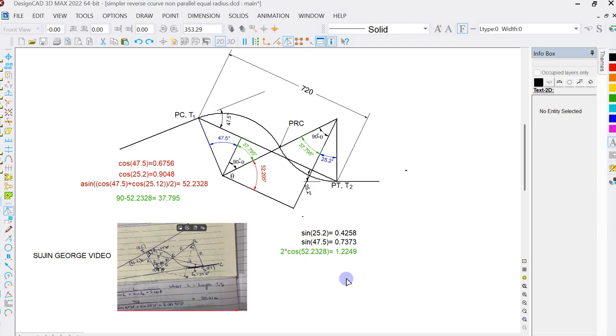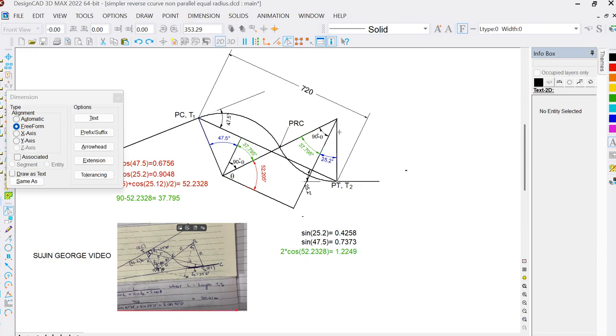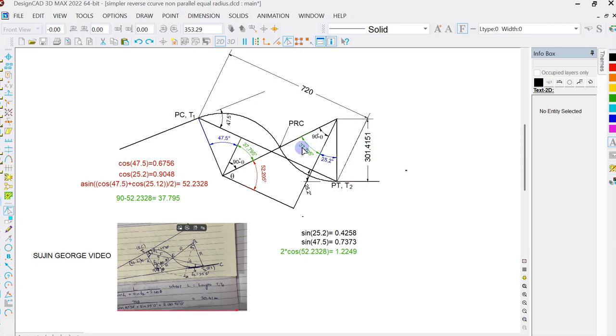Alright, welcome back. In this video, I'm going to show you how to do this reverse curve, equal radius. It doesn't really show that here, but they're equal radius. And this one is the same.